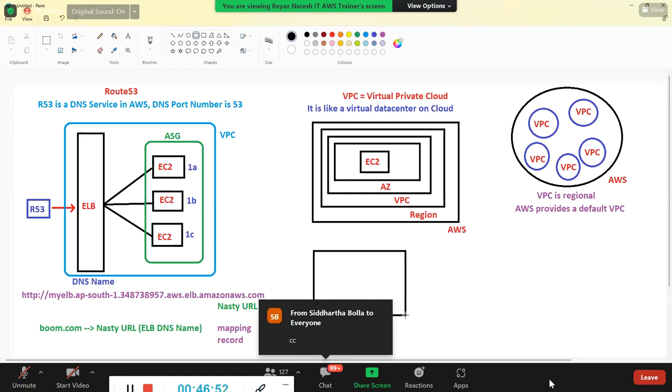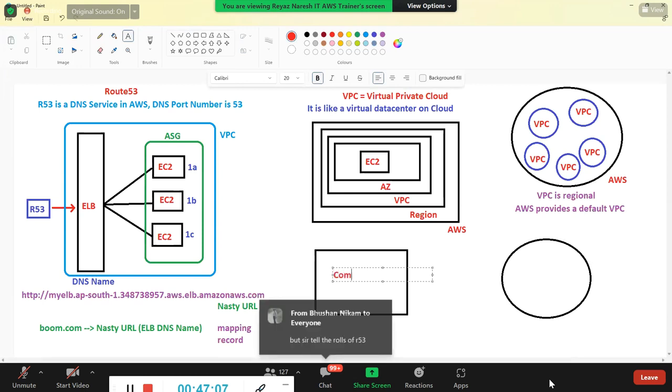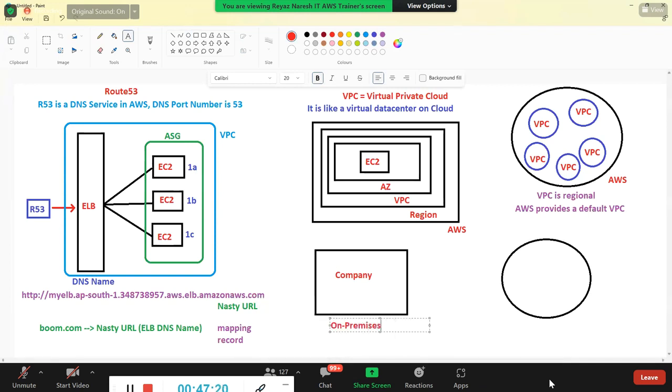Okay guys, let's say this is our company and this is AWS. Eventually we need to work from the company itself, right? This is a company and this is on premises. Just imagine that. So from the company itself, we need to connect to AWS in order to work, right? Everyone?